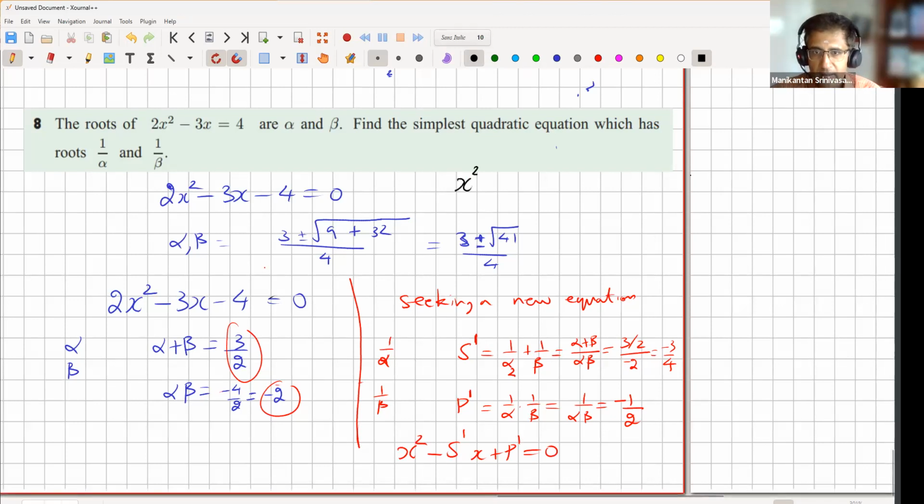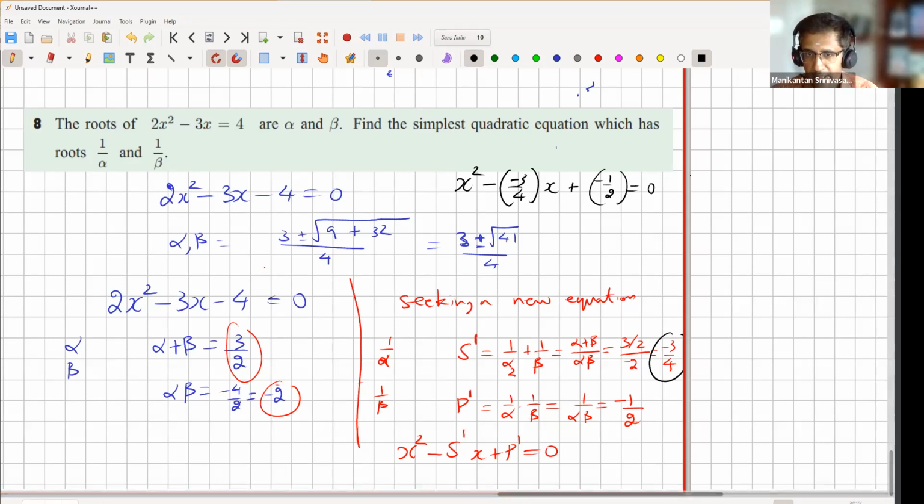So x square minus the sum of roots, which was minus 3 by 4, times x, plus product of roots, which was minus half, equal to 0. And of course, you can multiply by 4 or whatever just to make it nicer. So 4x square plus 3x minus 2 equal to 0. So without any weird square root of 41 and all that stuff, I've arrived at an equation whose roots are the reciprocals of the original equation's roots. Is this clear?